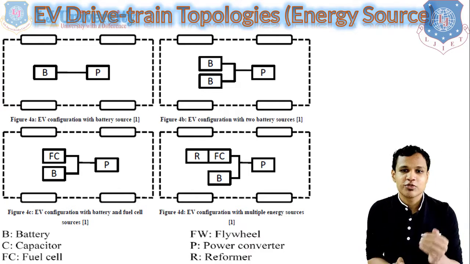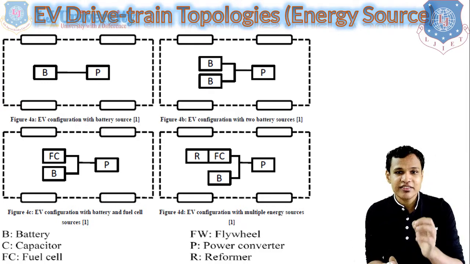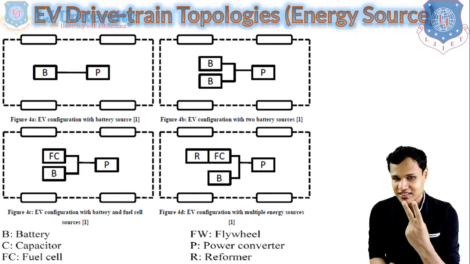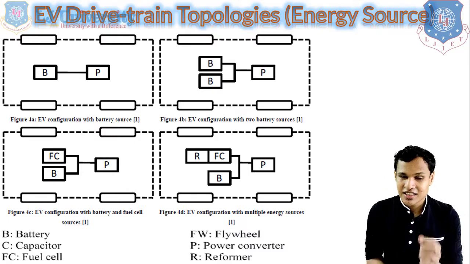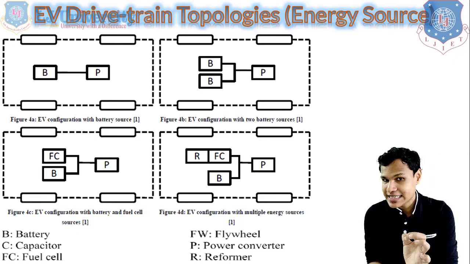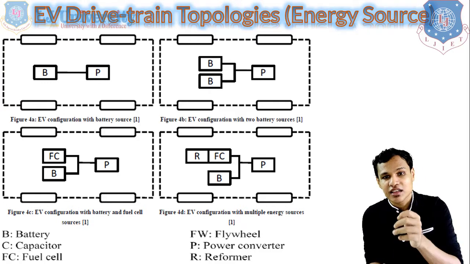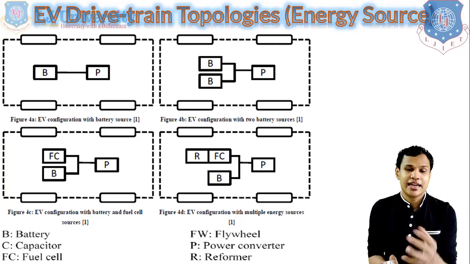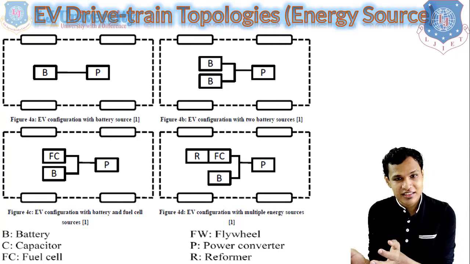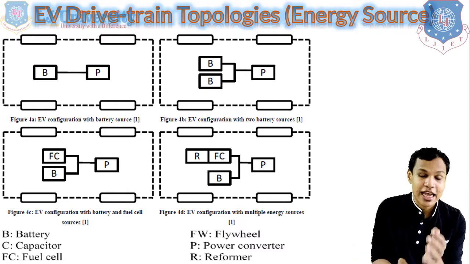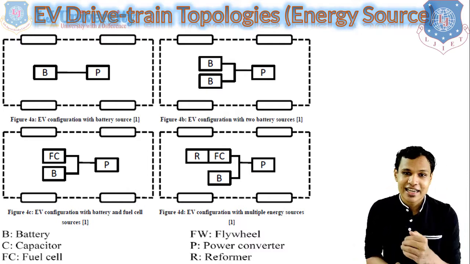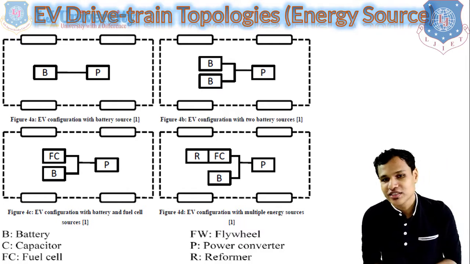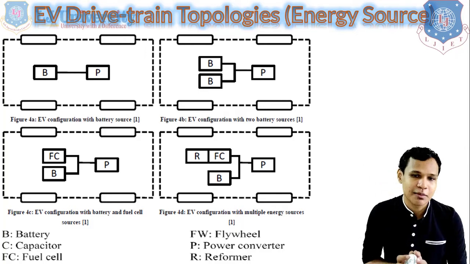The third configuration, figure 4C, is the EV configuration with battery and fuel cell. One is the battery, the second is the fuel cell. The battery will have higher specific energy, and the fuel cell generates power. It is a conversion process, the reversal of the electrolysis process. The hydrogen is converted and the power is transmitted to the power converter, and the battery also generates and transmits power. So there are again 2 energy sources, battery and fuel cell, and both supply the electric power.